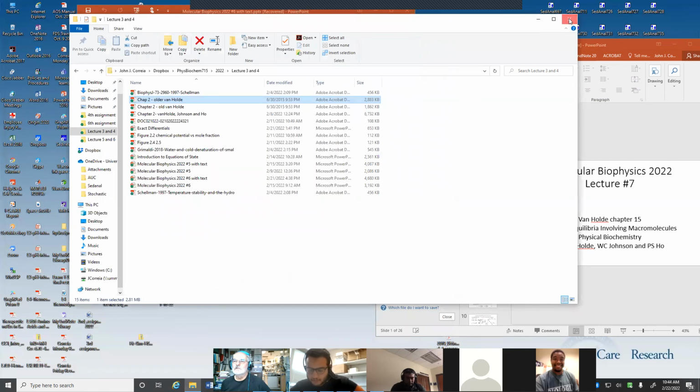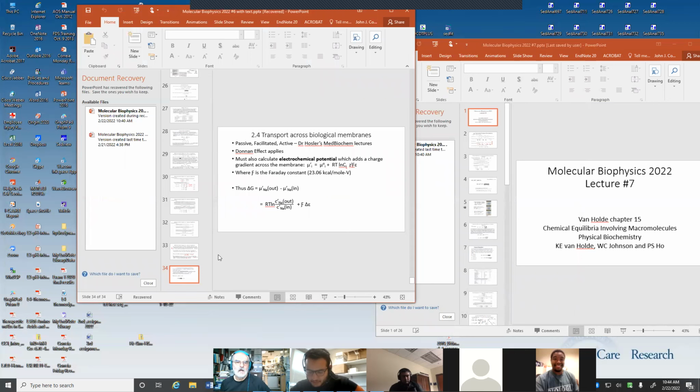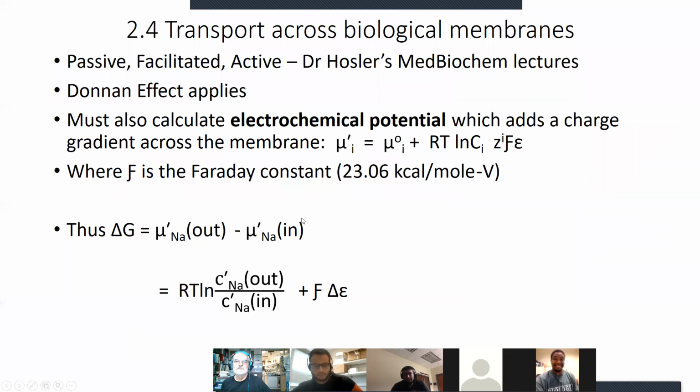Let's bury that. Let's close that. Okay. This last little topic, we're not going to spend any time on this for the sake of time. This last discussion discusses that Donnan effects also apply to equilibria across membranes and passive, facilitated, and active diffusion. And the chemical potential there will also depend on electrochemical potentials across the membrane. You discussed this somewhat with Dr. Hostler in medical biochemistry. I'm not going to go through this just for the sake of time.